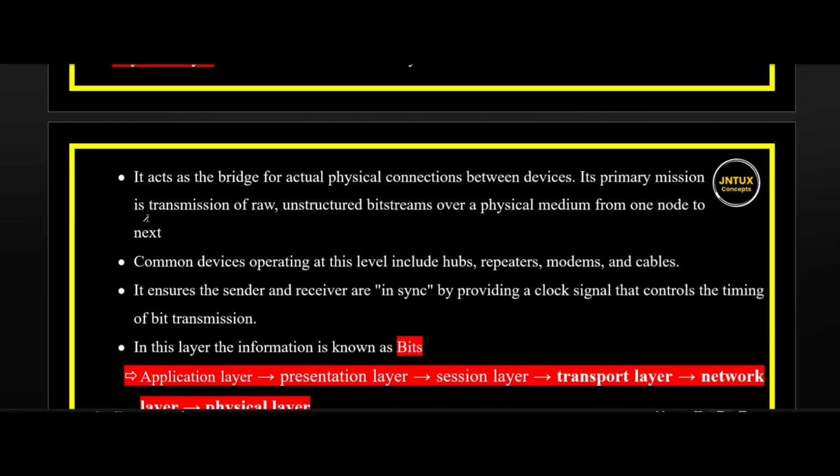So the first 3 are software layers, the last 3 are hardware layers, and in the very first 3 layers the data is known as data itself, but coming to the last 3 layers, the data is called by different names like bits, frames, segments, packets, etc.